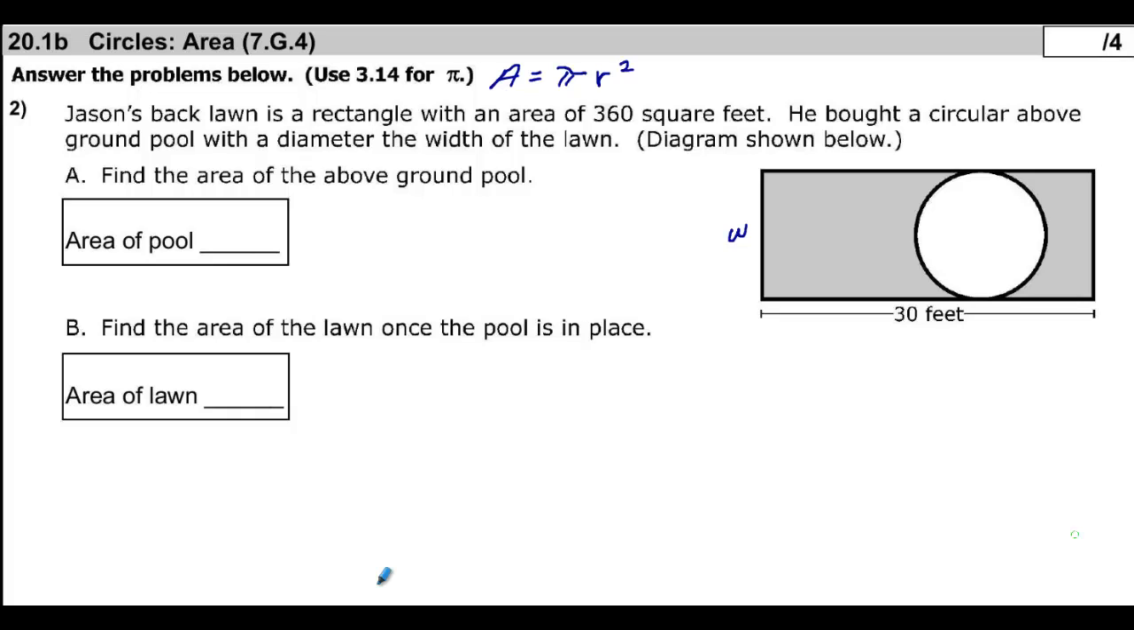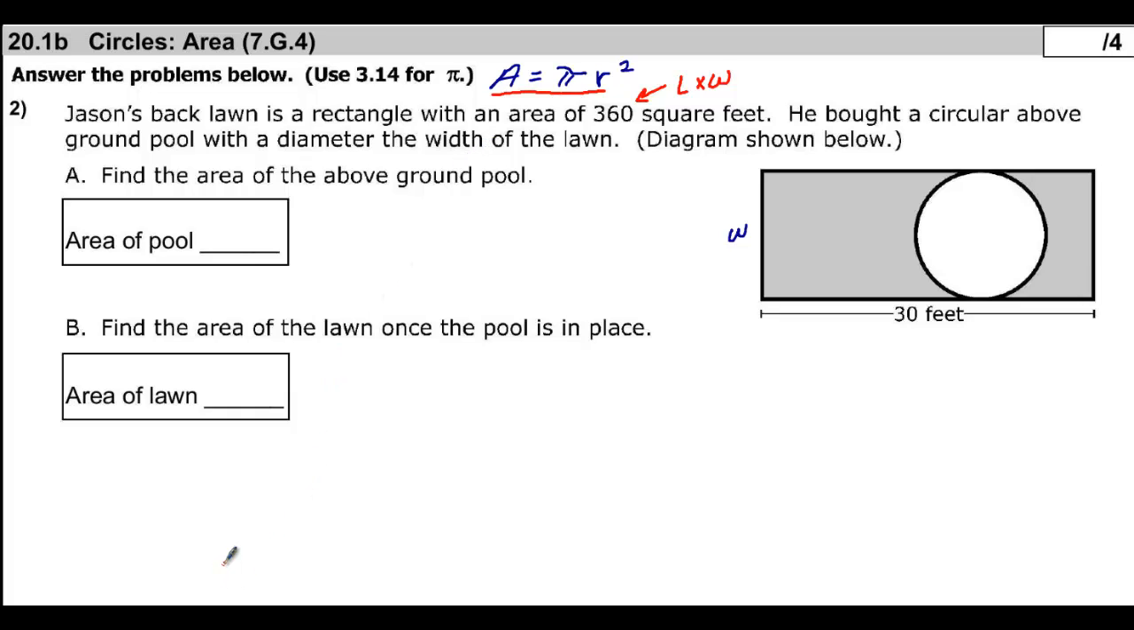So, Jack's back lawn is a rectangle with an area of 360 square feet. Well, the thing we know about area of a rectangle is that the area of a rectangle is the length times the width. Now this formula, area equals pi r squared, that's area of a circle. For a rectangle, it's length times width. He bought a circular above ground pool with a diameter the width of the lawn, diagram below. Find the area of the above ground pool.